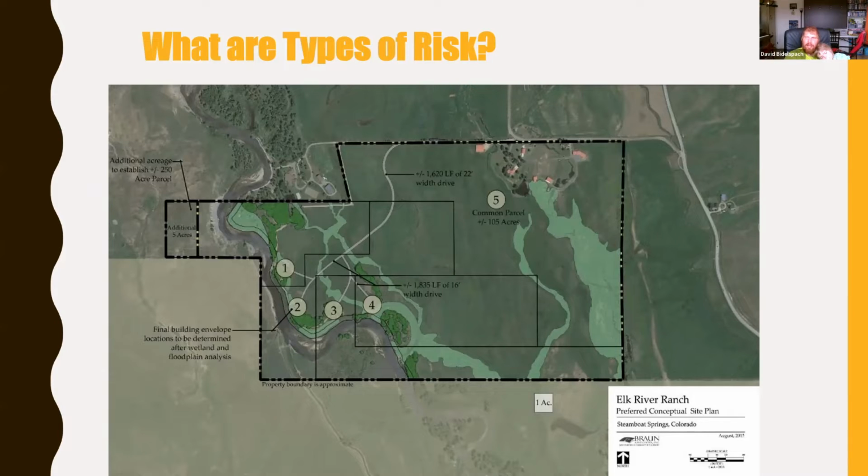So they asked me what my thoughts were in developing 5 home sites. And these are the locations of 5 home sites, and they were on the banks of the Elk River. People like to look at the river. It's a pretty location.